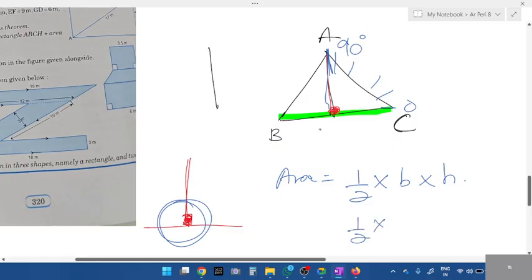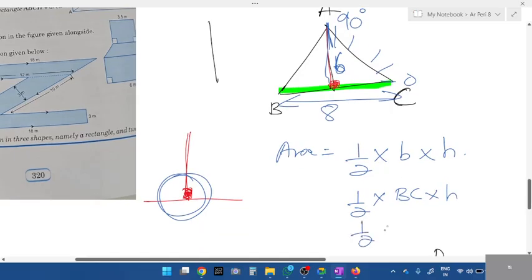Half into base. Base is nothing but whichever line the height is touching, that is known as the base, BC. And height is this H. If I take height 6 centimeters and base 8 centimeters, how do you calculate? What's the answer, students? Half into what is base? Half into 6, 2 ones are 2, 3 eights are 24 centimeters. Is it clear? 24 centimeters.